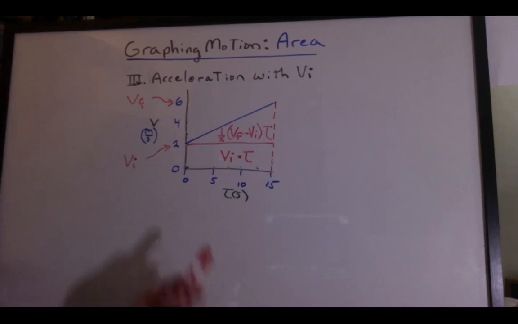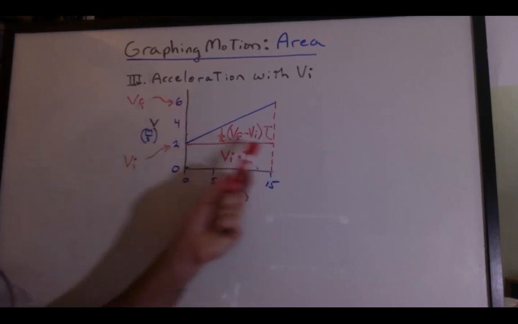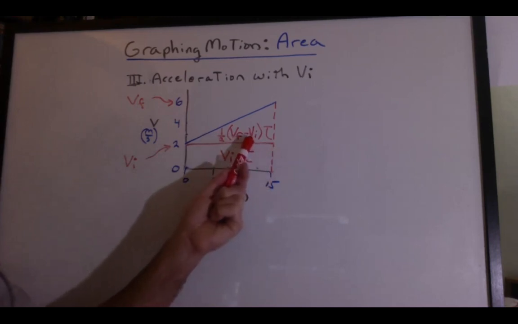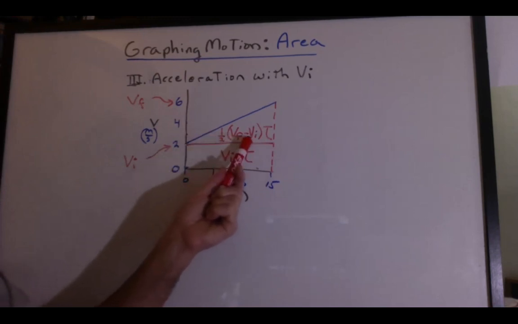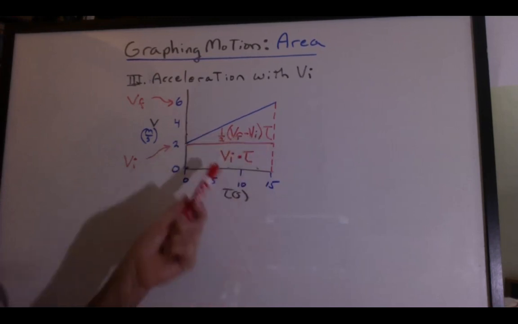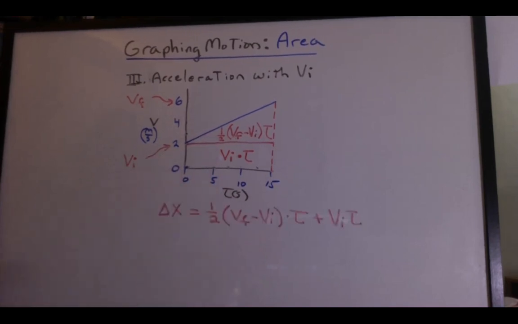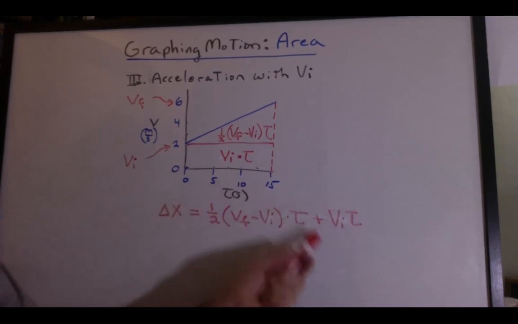Well, if we think of it as a triangle, it's going to be 1/2 this height times that width. The height is V final minus V initial, and the width is the time. So we have 1/2 times V final minus V initial times time. So we have two separate areas, and now we can add them together to see how far we've gone. That's the displacement. We have a displacement due to the increasing speed and a displacement due to the initial velocity.